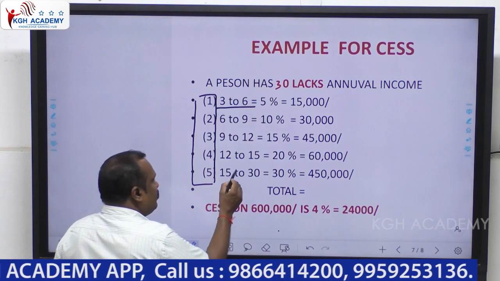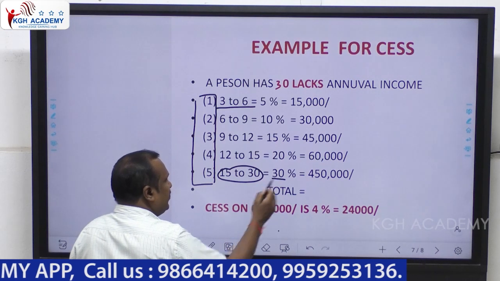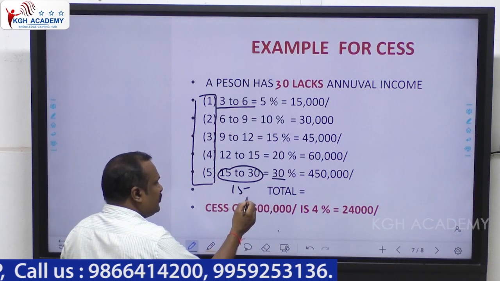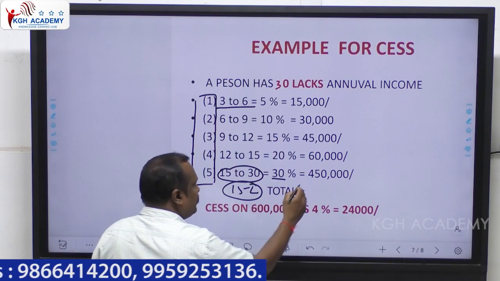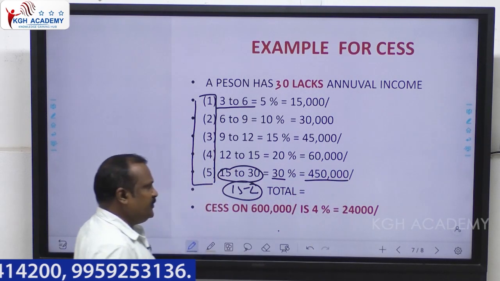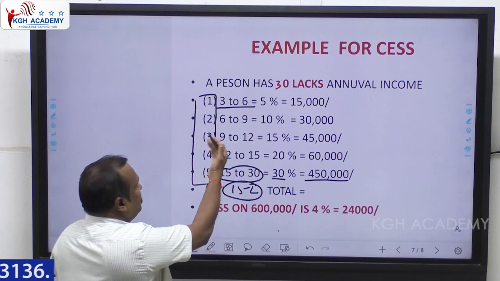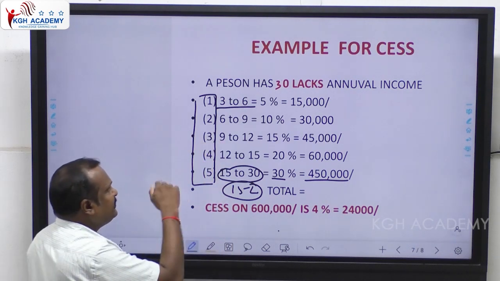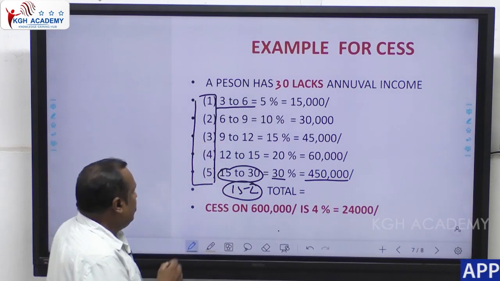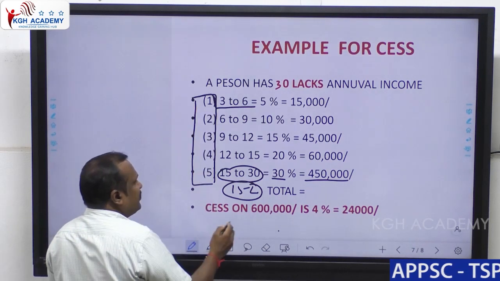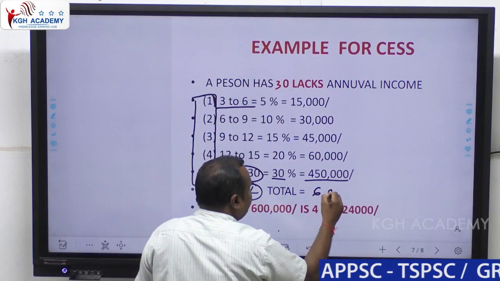And 15 to 30 lakhs, above 15 lakhs, 30% income tax, the amount is 15 lakhs, so for the 15 lakhs the amount is 4,50,000 rupees. This person has a 30 lakhs annual income, and under the 5 slabs, he has to pay totally 6 lakhs.